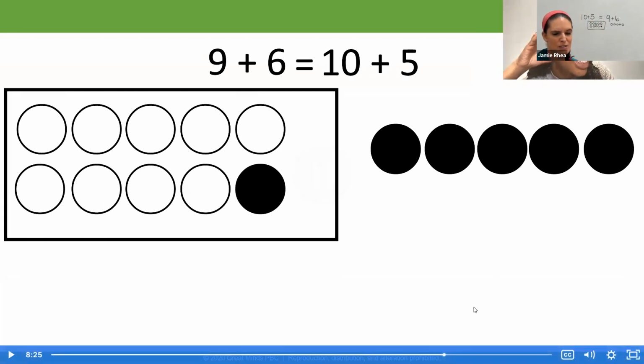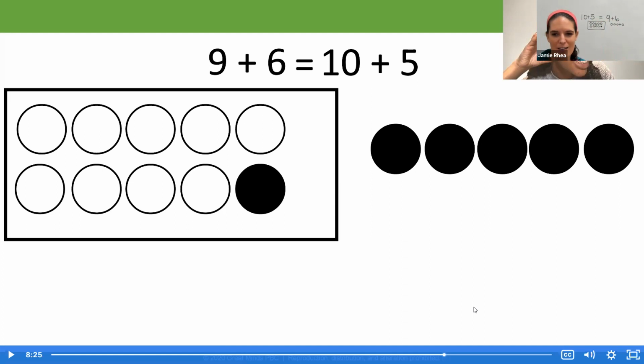Now, I'm going to pause for a second because I wrote mine differently. She said 9 plus 6 equals 10 plus 5. Is it okay that I wrote 10 plus 5 equals 9 plus 6? Yes, because I'm not changing my numbers. I'm just changing the order it goes in, okay? So that's okay. So back to what she's asking.